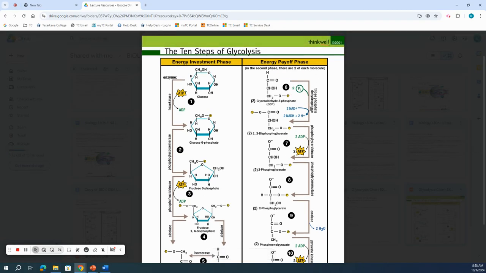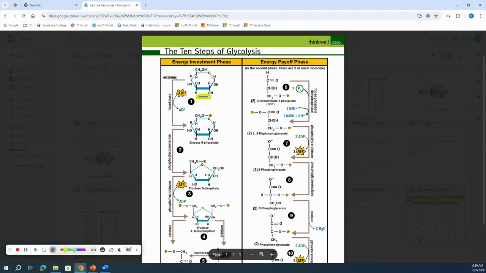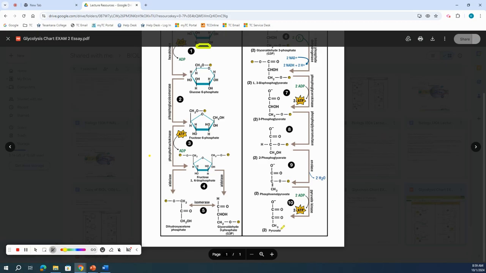Now, something else that you should know, and that you should know for the test as well as just in general, because this is important information. But we're starting with glucose, all right? So the initial compound in glycolysis is glucose. And we should know from what we've already covered that our ending result is pyruvate.